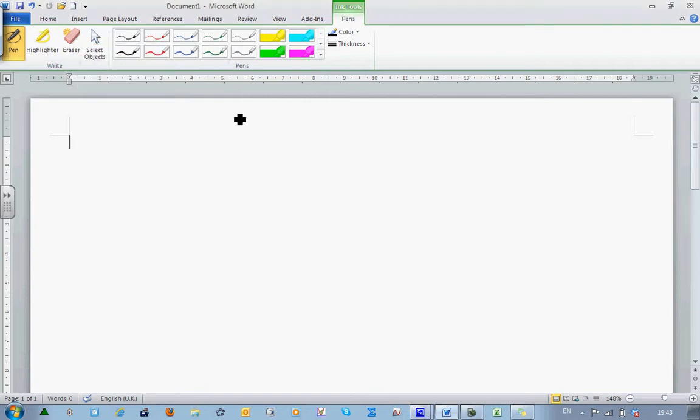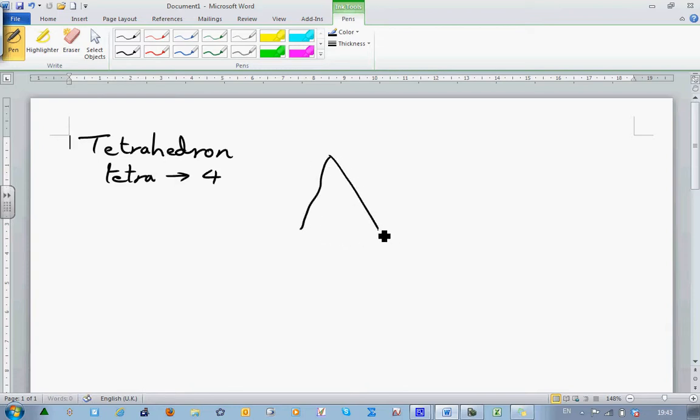In this demonstration, we're going to have a look at a tetrahedron. We've already discussed that tetra is 4, and so a tetrahedron is a three-dimensional pyramid with 4 identical equilateral triangles, and being equilateral, all the sides are the same length.